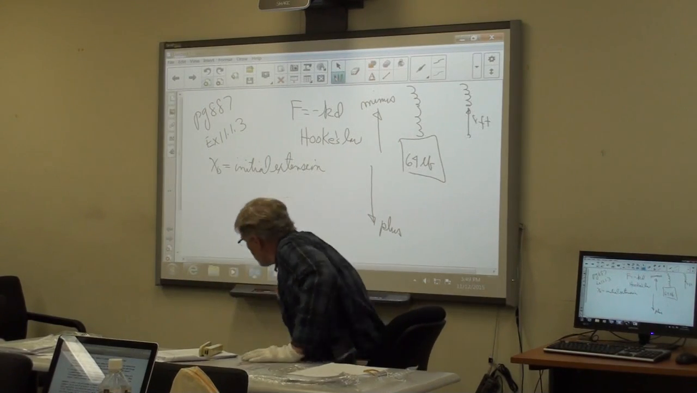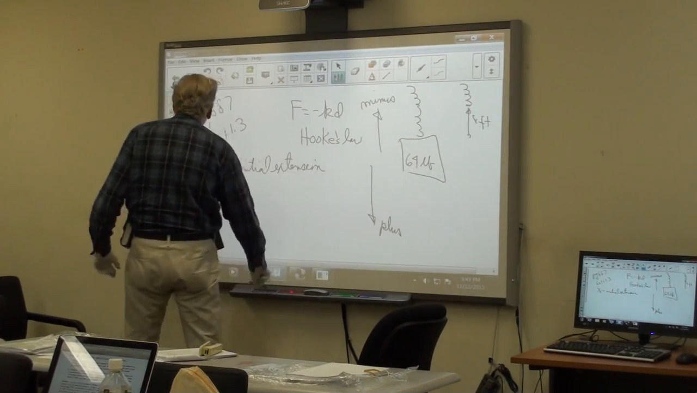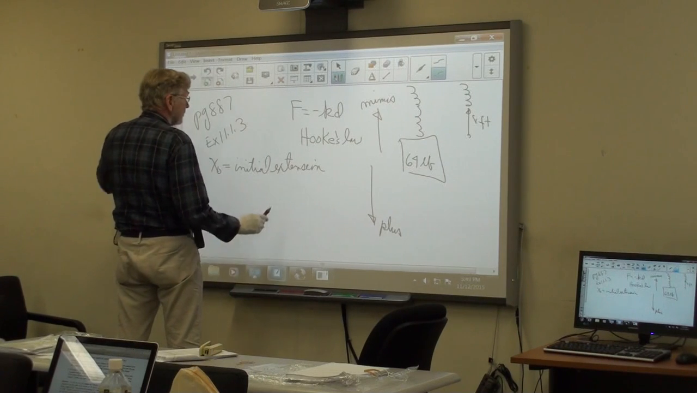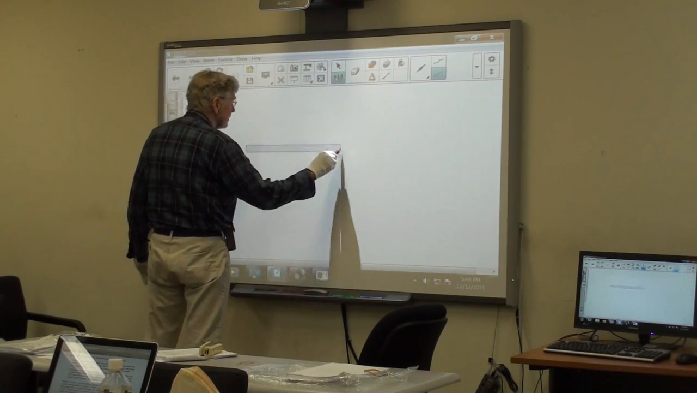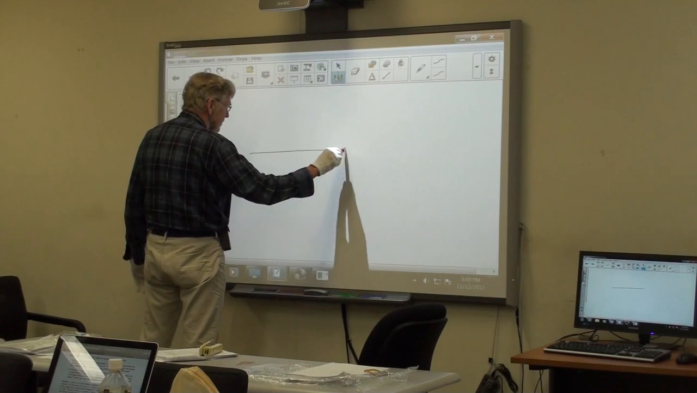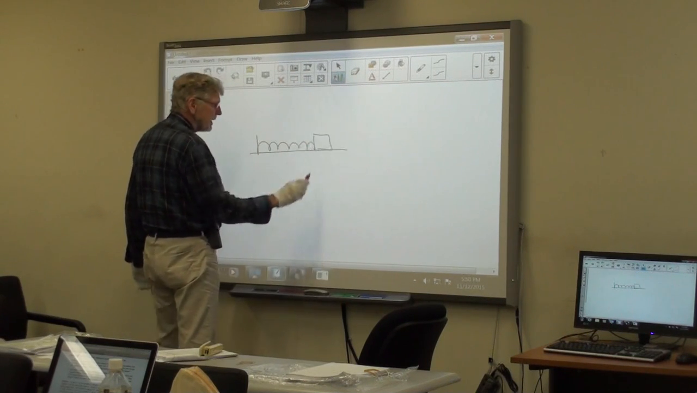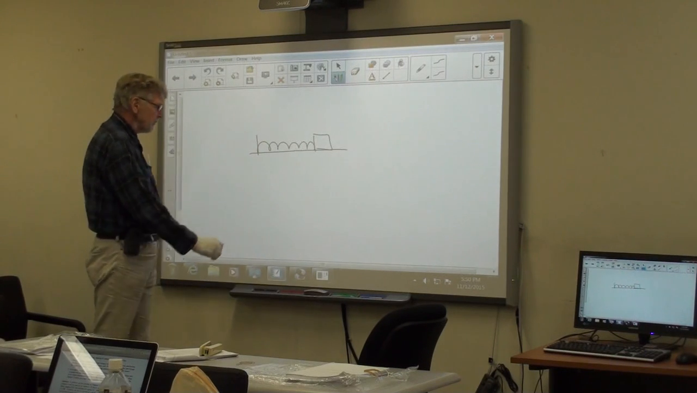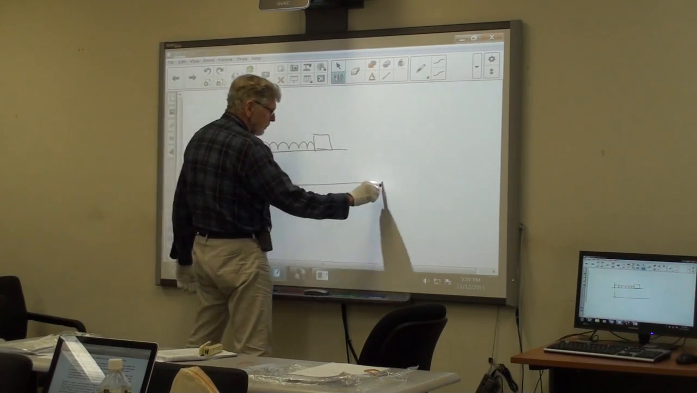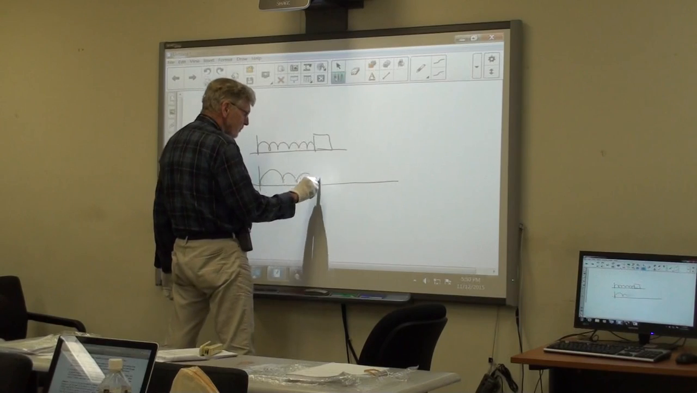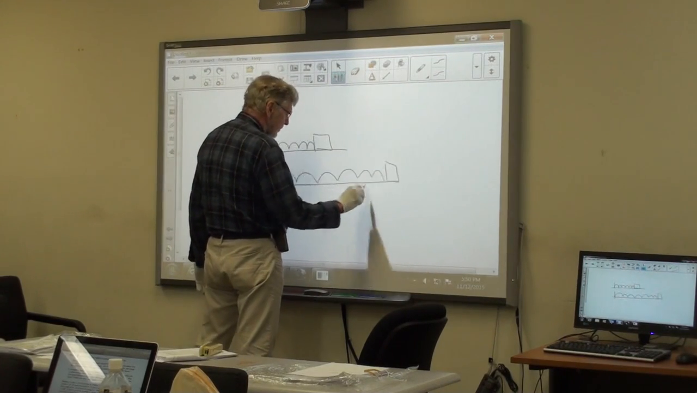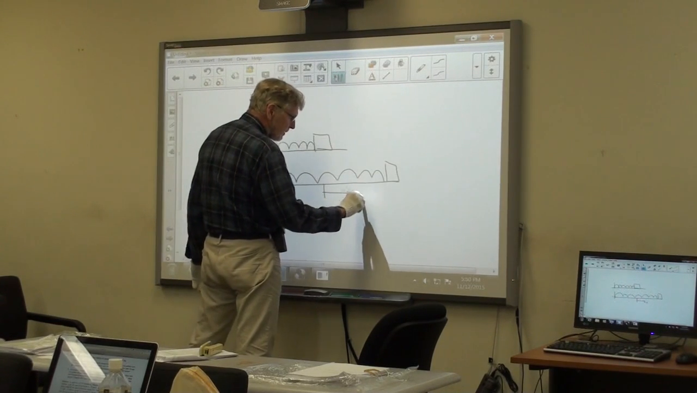So let's draw the cycle on the board. This is the zero length of the spring. And let's put a mass right there. Now, first thing I'm going to do is I'm going to pull the mass out to a starting distance of x0.